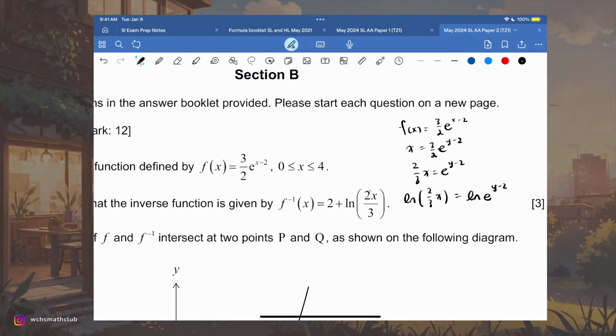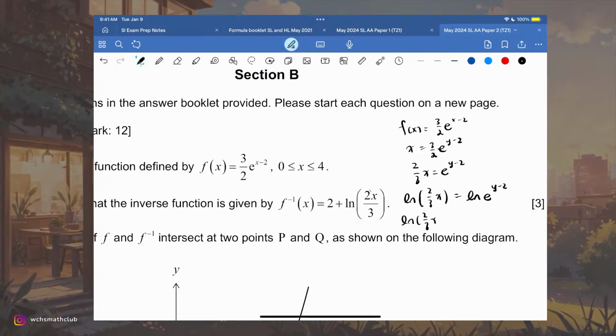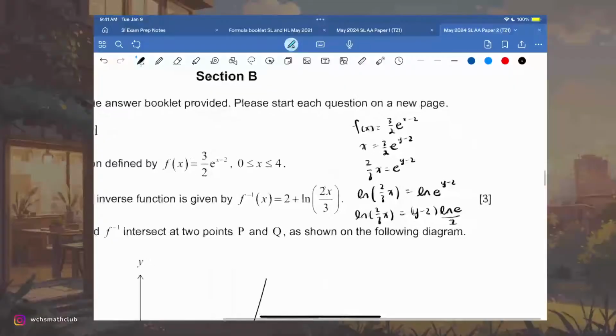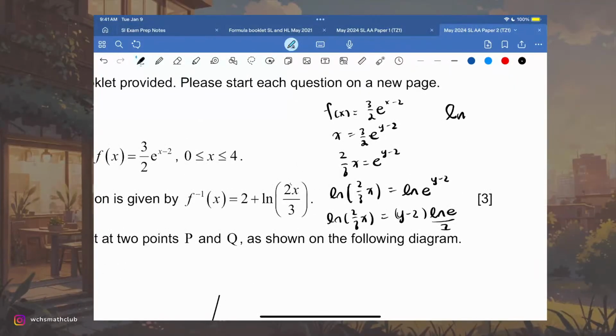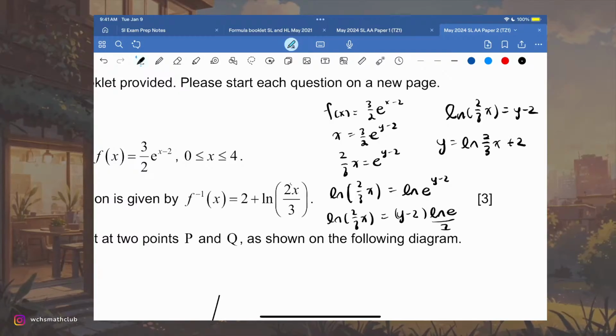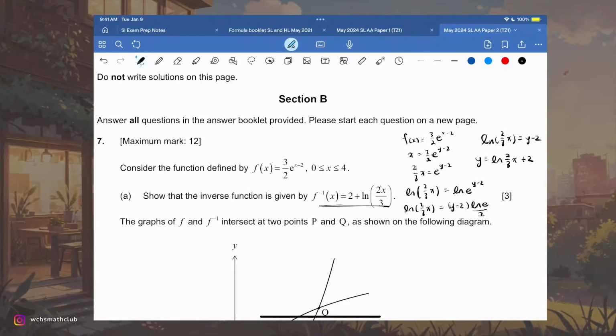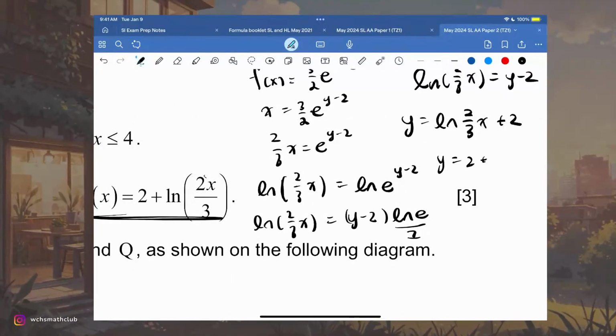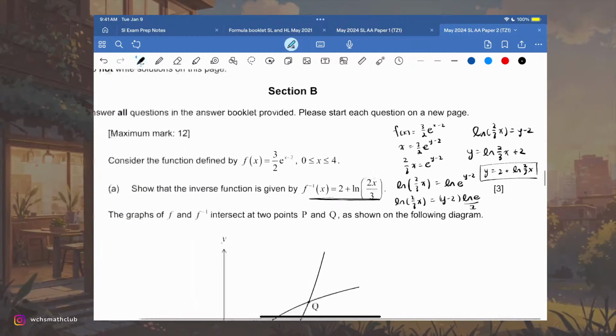So ln(2x/3) = ln e^(y-2). Using log laws, you can get it so that ln(2x/3) = (y-2) ln e, which you know is just 1. Therefore, ln(2x/3) = y - 2. So therefore, y = ln(2x/3) + 2, which is exactly what is shown over here. In fact, you can probably write it the way that they wrote it. So y = 2 + ln(2x/3), which would be your final answer for this question.